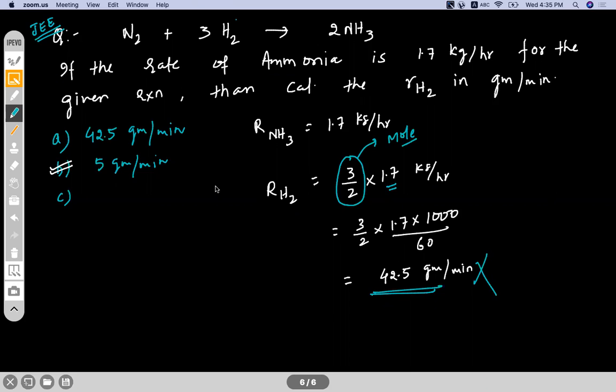So what you need to do is convert this kg per hour into mole per minute, right? Keep in mind that the rate of reaction or rate of any individual species, you must take in mole per time. The time unit can be anything, hour, minute, second, depending upon what data is given in the question. But the numerator must be moles. You cannot have mass in the numerator. So convert this entire thing into mole per minute, and then you can relate it with this.